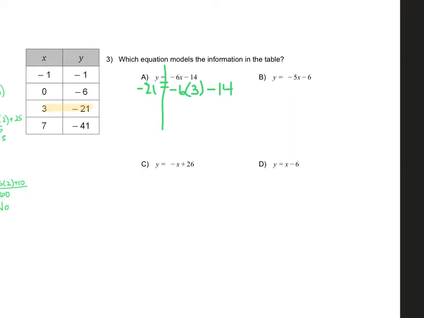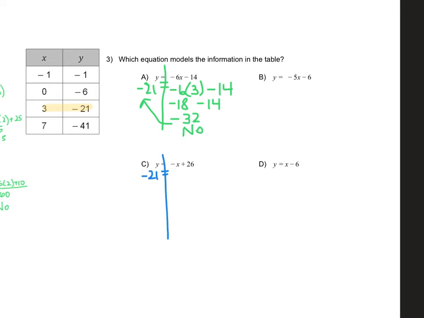Type that in your calculator. If you do it separately, you would end up with negative 18 minus 14. The signs are the same, so you end up adding the numbers, and you still have a negative. And you have notes on those in your notebook. And negative 32 does not equal negative 21. Continuing on. All right, so my y value first, negative 21.